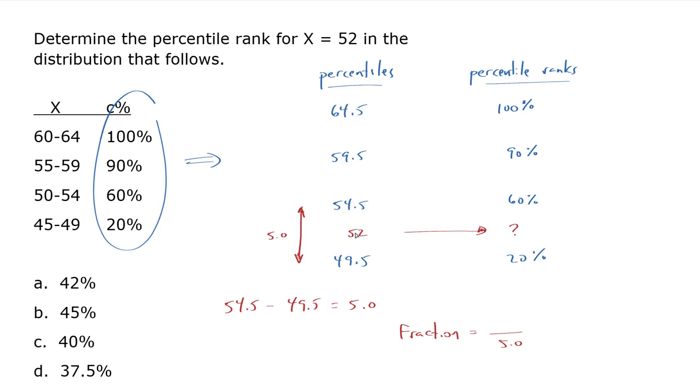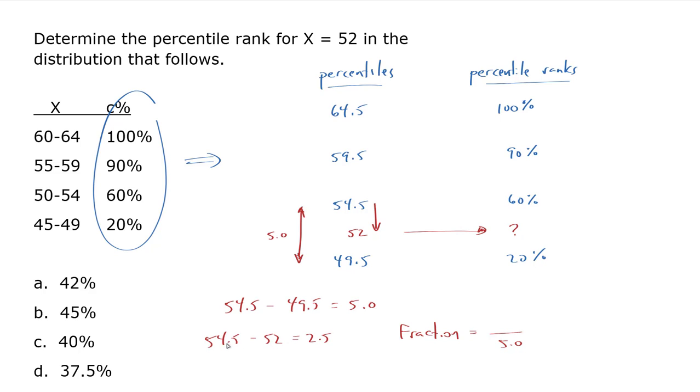Let me put this a different way. In my previous videos, I've been measuring how far up from the bottom of the interval. And in your textbook, they do it the other way around. In your textbook, they measure how far down from the top of the interval. So I'll do it that way this time. How far is it from 54.5 to get to 52? So 54.5 minus 52 gives me 2.5.